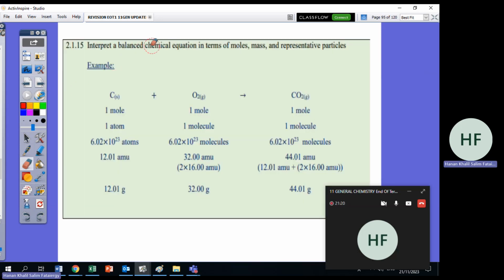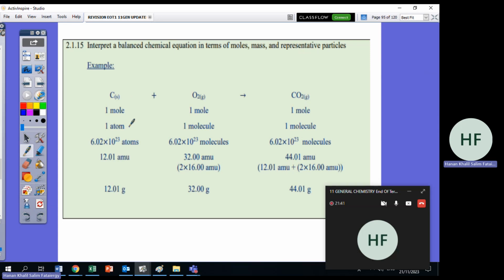Okay, now how do we interpret a balanced chemical equation in terms of moles, mass, and particles? Okay, now we have C. No number means 1 mole. O2, also no number means 1 mole. No number means 1 mole. So I have 1 mole of carbon, 1 mole of oxygen, 1 mole of carbon dioxide. Or I can say atom and molecule.